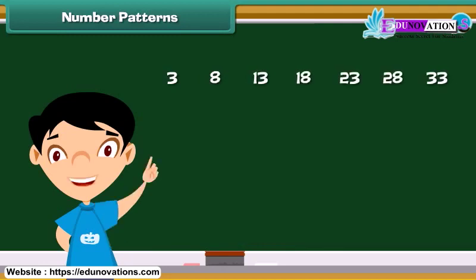Consider another series of numbers: 3, 8, 13, 18, 23, 28, 33. These numbers are also arranged in a way that the difference between two consecutive numbers is always 5.